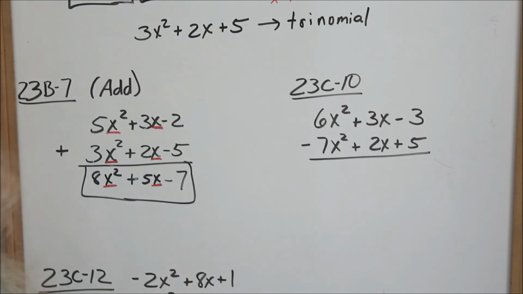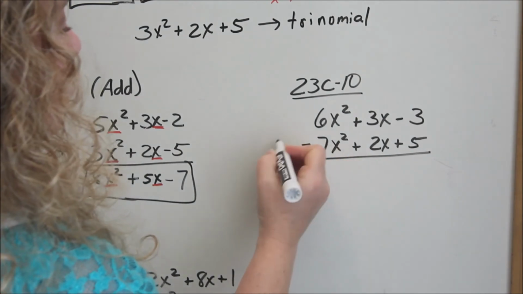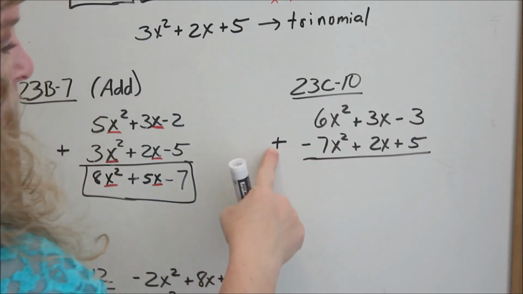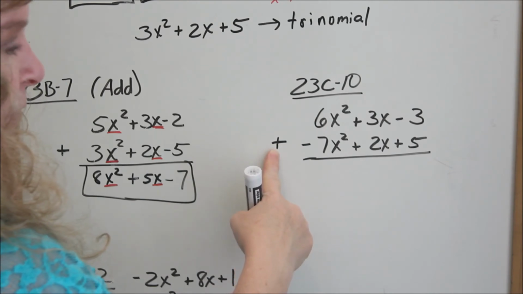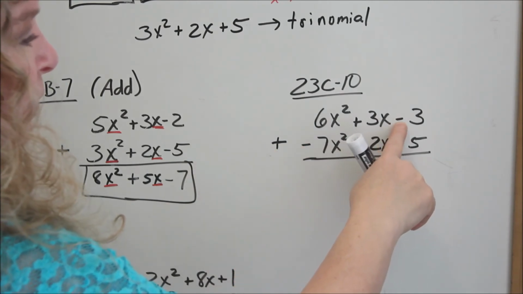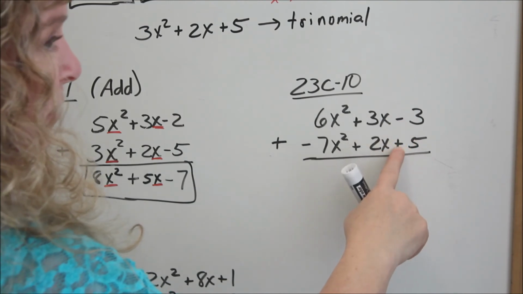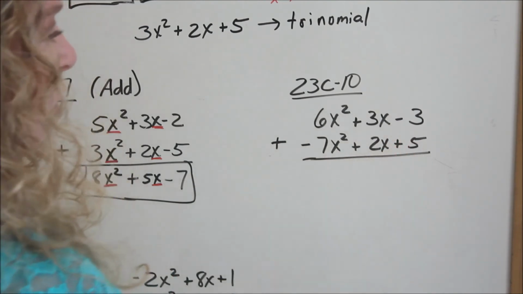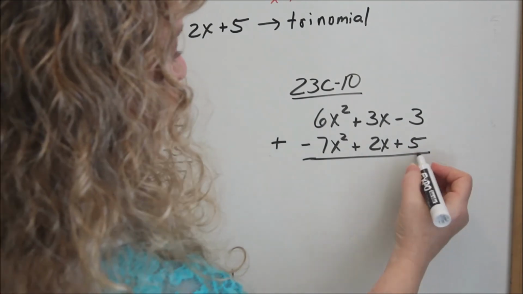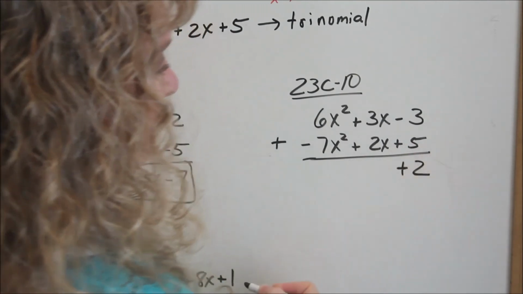Okay, go to 23C10. So here again, it's a matter of looking at your signs. The instruction says you're adding everything. I like to put my adding sign out there. So I'm adding a -3 and a +5. I'm in debt 3. Someone gives me $5. Am I going to have money or am I going to owe money? I'm going to have. How much am I going to have? I'm going to have $2.